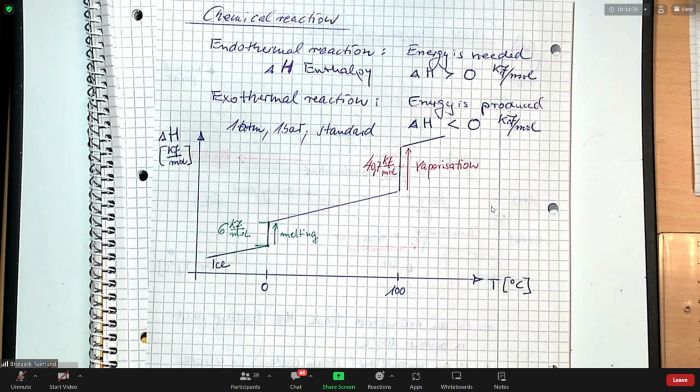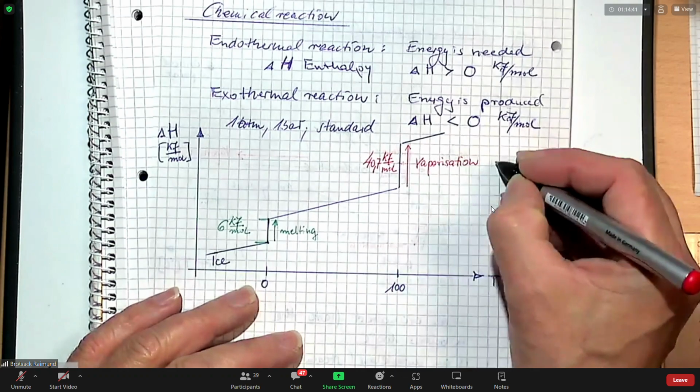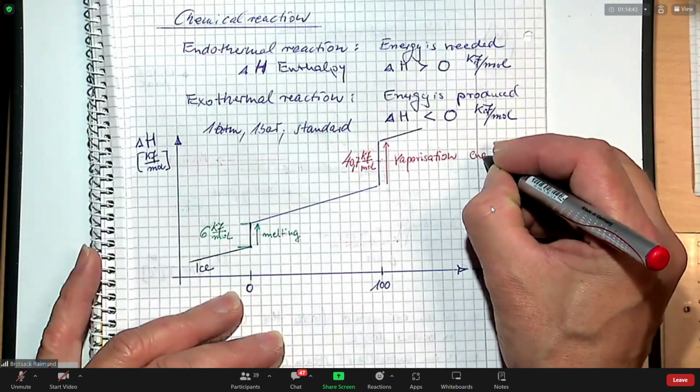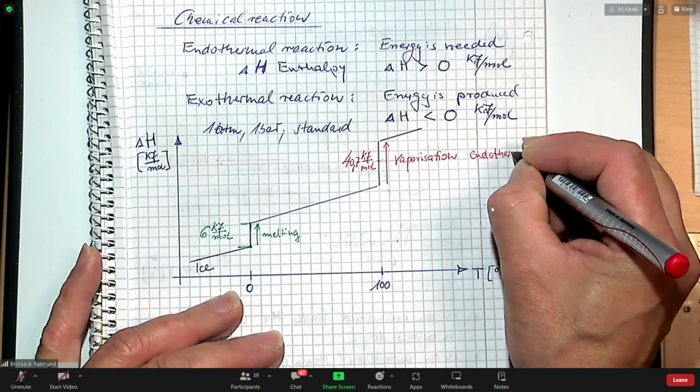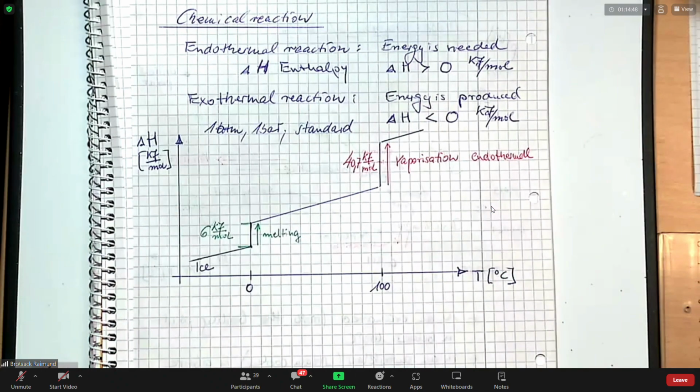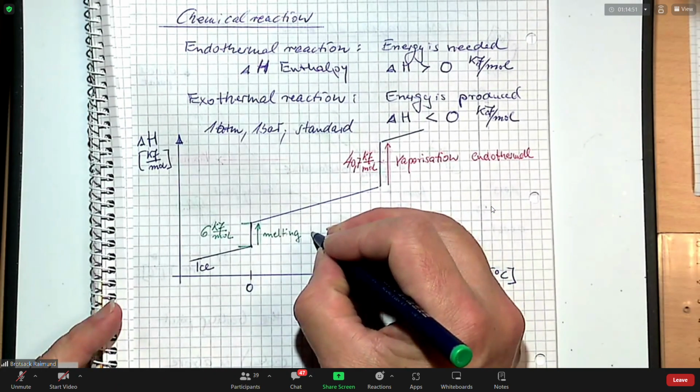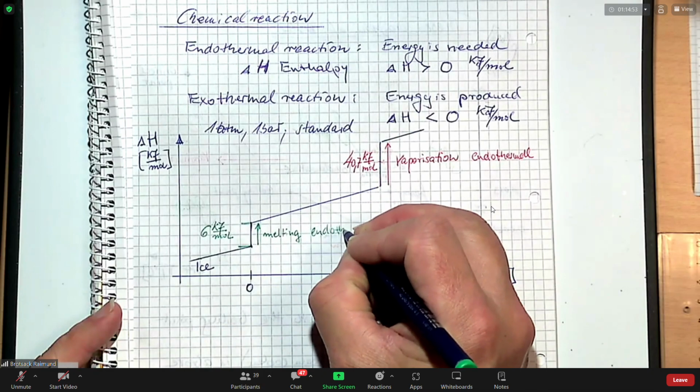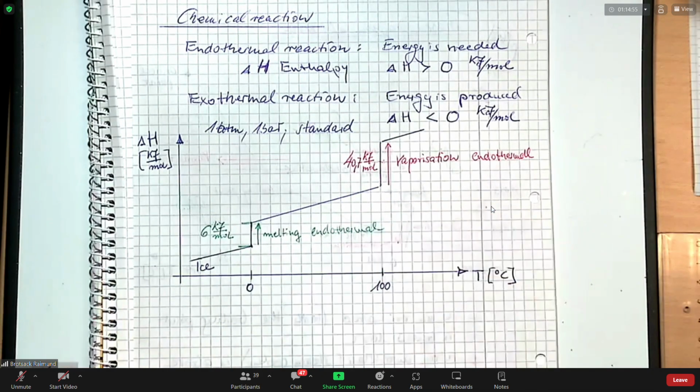Both are endothermal. Vaporization is endothermal, and melting is endothermal as well. The melting process needs less energy compared to the vaporization process: 6 kilojoule per mole, and here 40.7 kilojoule per mole.